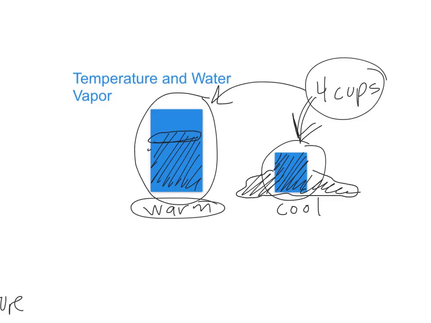But the point is, if the air is warm, it has the ability to hold more moisture than cold air does, which means the cooler air is going to reach 100% humidity much faster than warmer air will because it has less space to hold that moisture.